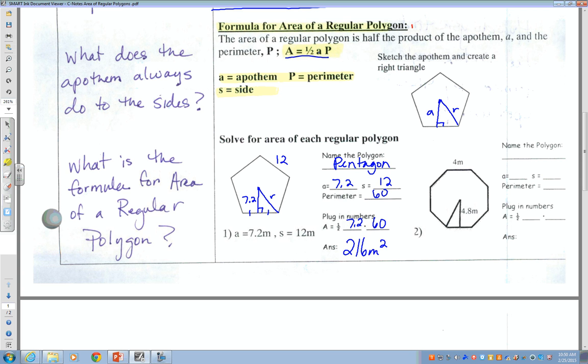All right, now, on this next example, it is drawn for you. Your right triangle is drawn for you, but we still need to make sure we can plug in the parts and relate it to the regular polygon. So, what's the name of this polygon? Yeah, octagon. There are 8 sides. Good. All right, the apothem. Which number is going to represent the apothem? Yeah, the 4.8. It's already given to you. Okay, the side, 4. It's already labeled for you. The perimeter is 32. So now it's just a matter of plugging it into the formula to get the area.